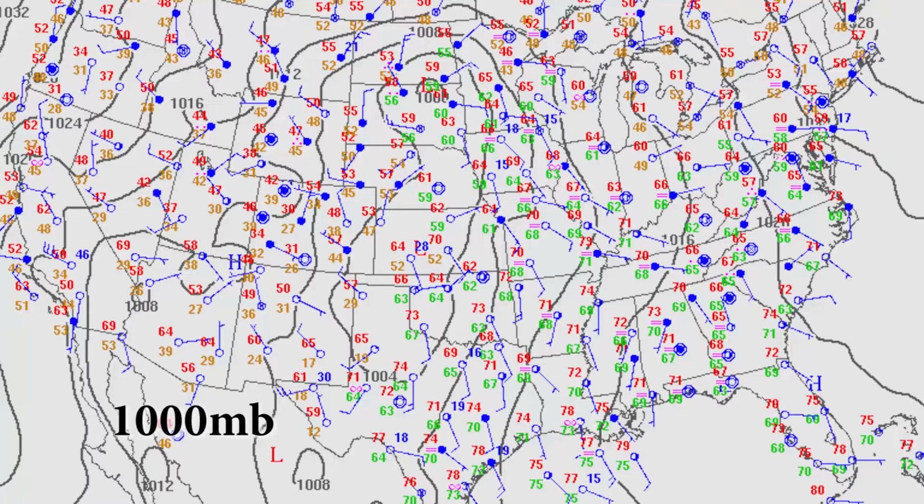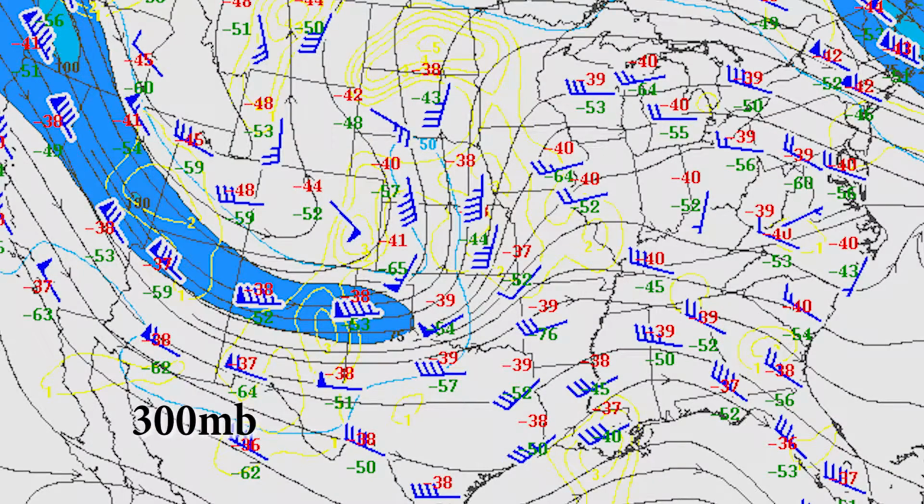And so at the surface, we're usually at about 1,000 millibars. That's the weight of the entire column of air above us. Whereas at 300 and 500 millibars, that's higher up in the atmosphere. And that's where that jet stream resides.